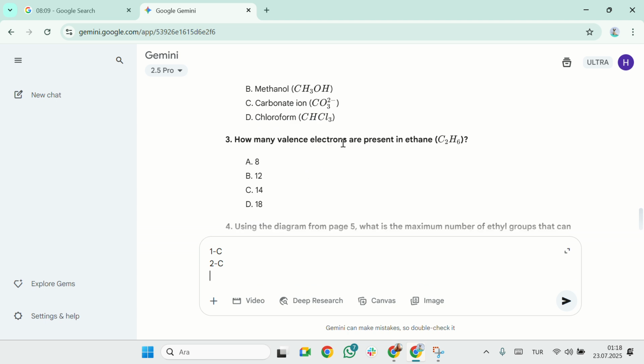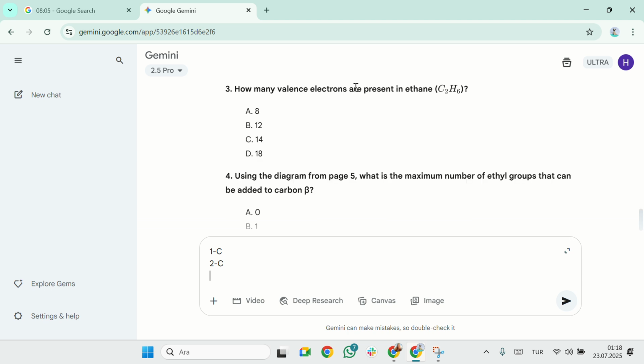How many valence electrons are present in ethane? Valence electrons. Oh, what was the 6N? But is it an alkane? Ethane. Alkane. Yeah, this is an alkane. 6N plus 2. Yeah. So 2 times 6, 12. Then it should be 14.